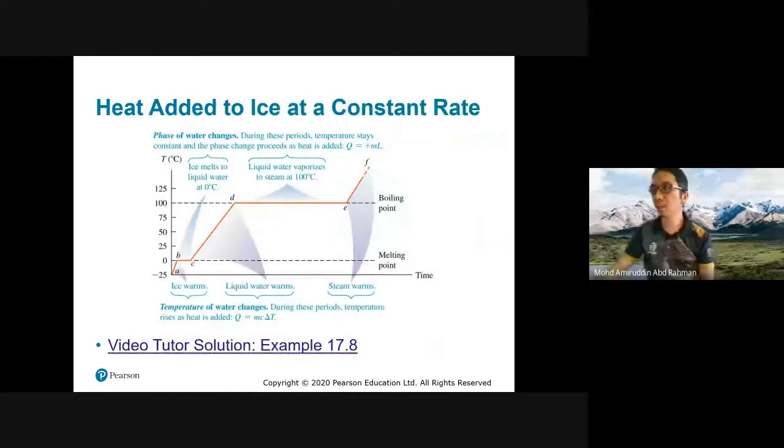Now, heat is added to ice at a constant rate, and we look at the phase of the water changes. From this graph, you have the different temperatures of the water. Between minus 25 and zero, of course, it is in the form of ice. From C to D, it is in the form of liquid. And this is where the temperature phase changes.